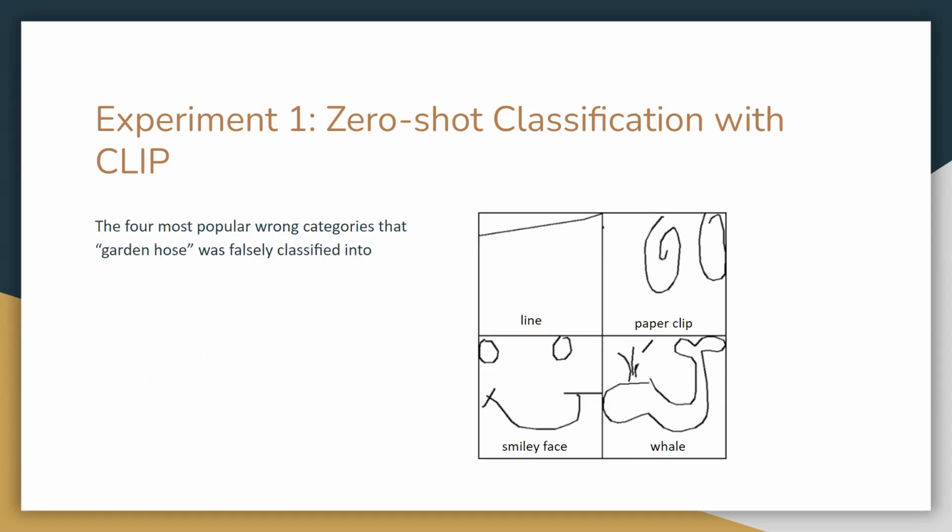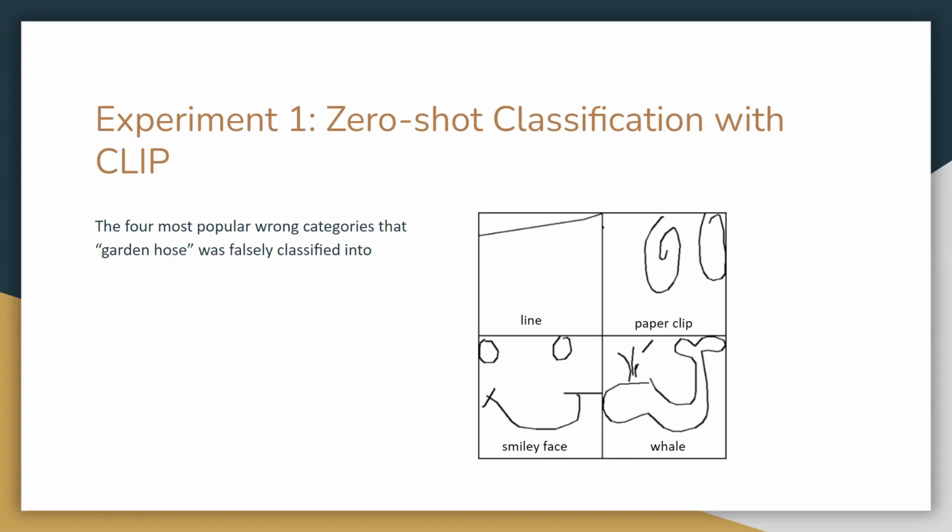Specifically, we looked into the category garden hose. Garden hose was falsely classified into four categories: line, paperclip, smiley face, and whale, because they were the most popular categories, and they're shown on the right. By browsing through doodles from each of these wrong categories, we realized that many players represented the garden hose with a curvy line, hence CLIP predicted it as line or paperclip or smiley face.